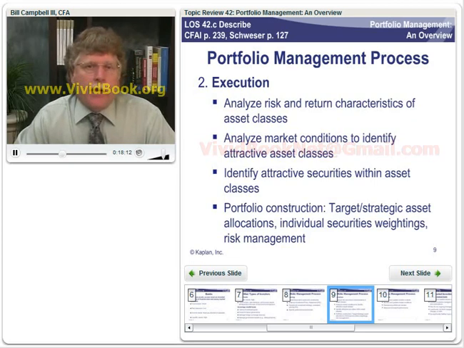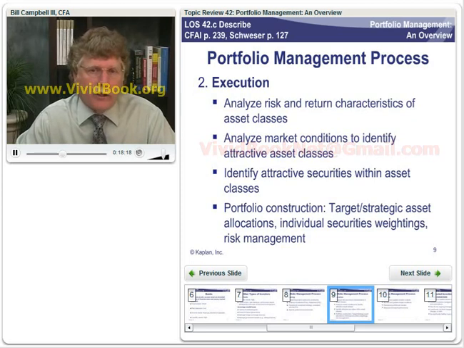All right, after the planning, now comes the execution. We've decided broadly what kind of asset allocation we want, what kinds of investments we want. Now we have to go out and actually purchase those securities and put together a portfolio. We start by analyzing the risk and return characteristics of various asset classes. So we'll look at large cap stocks, mid cap stocks, small cap stocks, short-term fixed income, long-term fixed income, real estate, commodities, other alternative investments. We'll take a look at all of those and determine how those will fit into our portfolio.